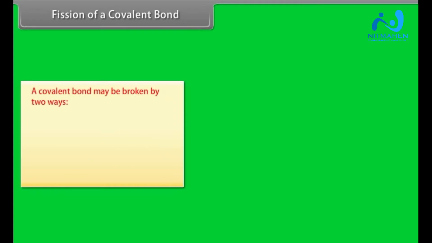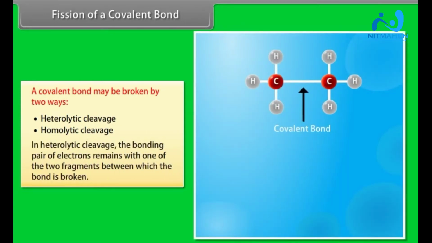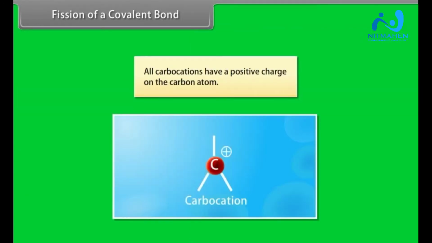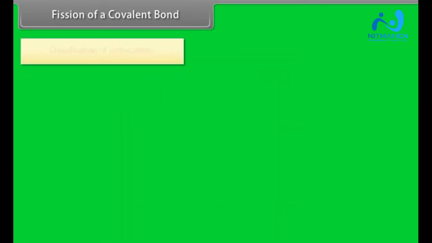Fission of a covalent bond. A covalent bond may be broken in two ways: heterolytic cleavage, homolytic cleavage. In heterolytic cleavage, the bonding pair of electrons remains with one of the two fragments between which the bond is broken. For example, all carbocations have a positive charge on the carbon atom.